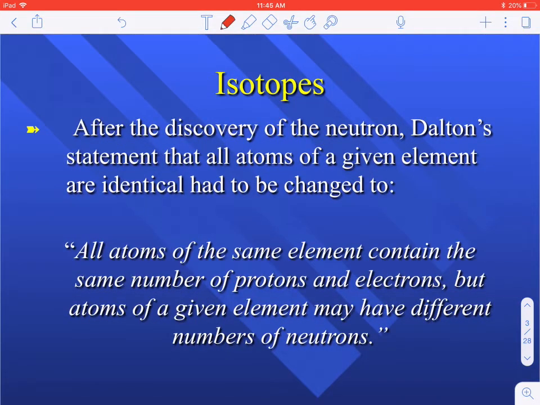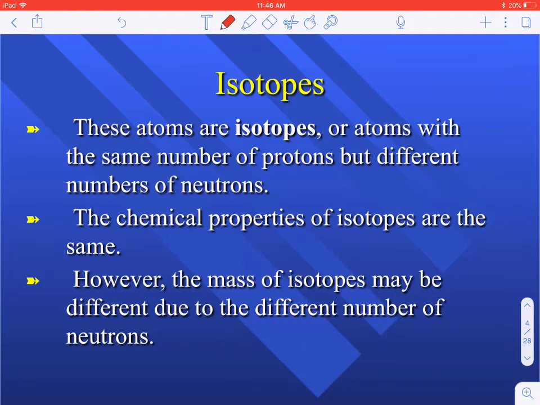We had to rearrange Dalton's statement to say that all atoms of a given element have the same number of protons and electrons because they're neutral, right? Equal numbers of positive and negative things, but they may have different numbers of neutrons, those neutral particles. So what we call those are isotopes. Again, same number of protons, different numbers of neutrons, and that means they have the same chemical properties because they have the same number of protons and electrons, but they often have different masses because they have different numbers of those subatomic particles.